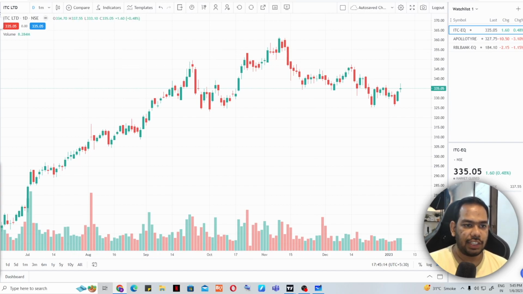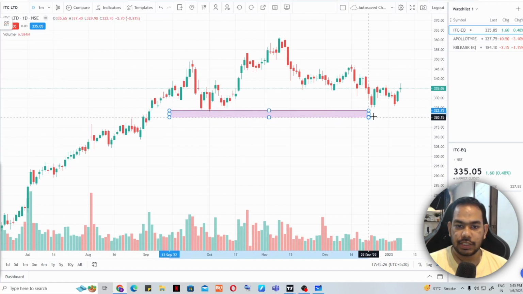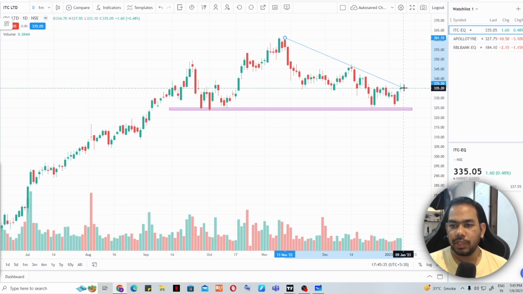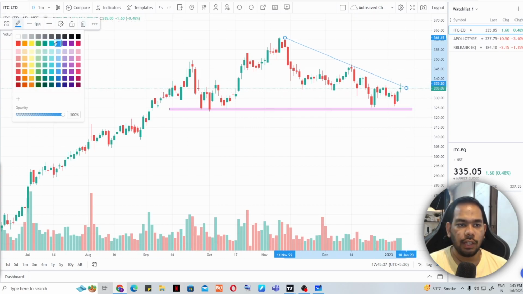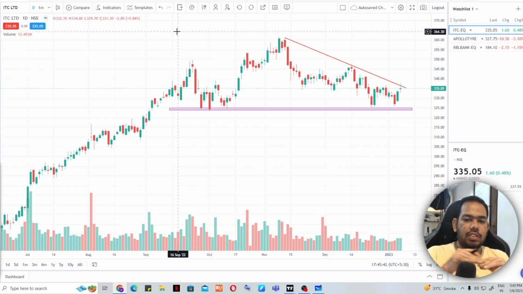We know ITC is a low beta counter. Okay, so as you can see on the chart right now, ITC is forming a base, and we can clearly see ITC is also trying to give a breakout from its falling support line. Okay. Now you see a very good support and you see a counter trying to give a breakout.